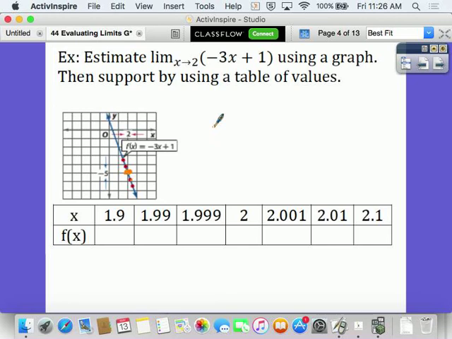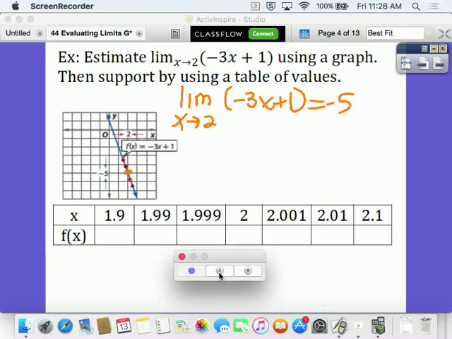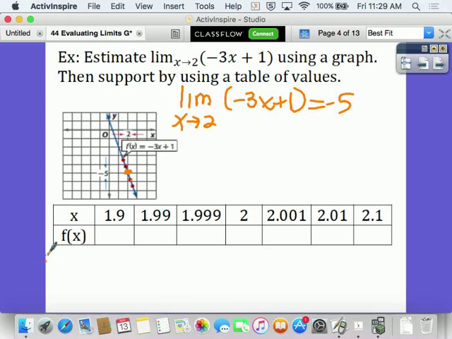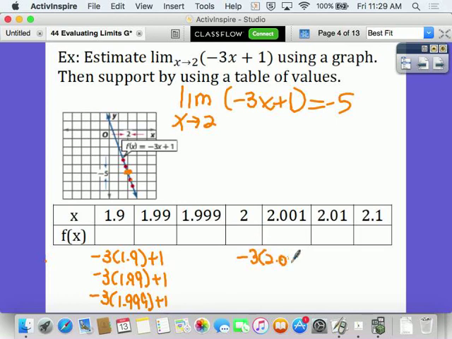Now we can also do this using a table of values. And to do that, all we do is actually take these x values that are really close to 2, like 1.9, 1.99, 1.999, on both sides. That's where the 2.001, 2.01, 2.1, and we just plug it into our function for x. And we actually figure out what these values are. Because we'll see that as x is approaching 2 from the left as well as from the right, it's going to approach negative 5, which is what we found out using our calculator.